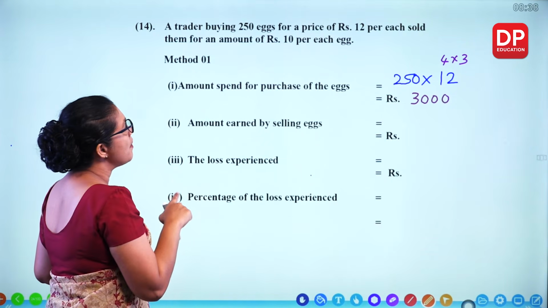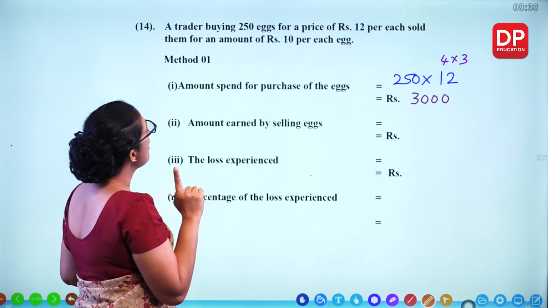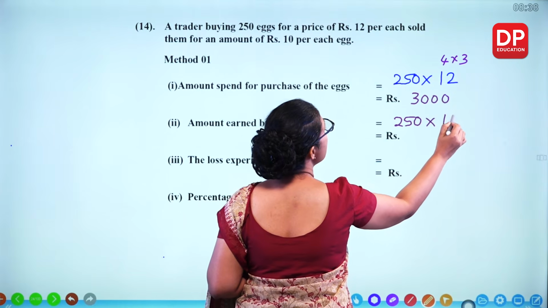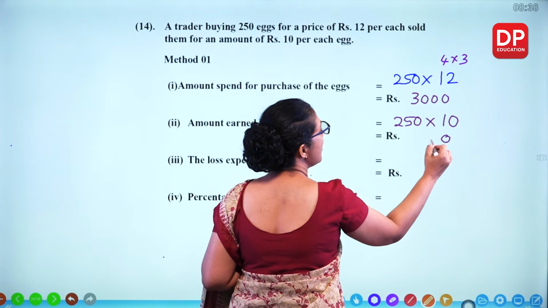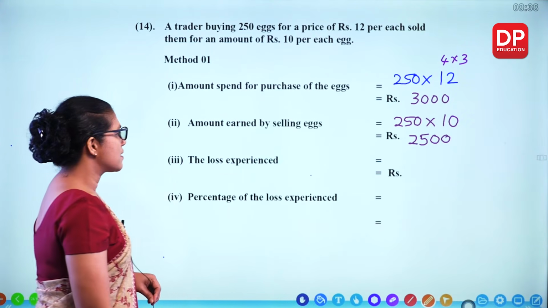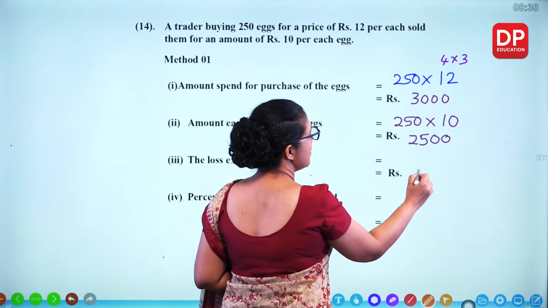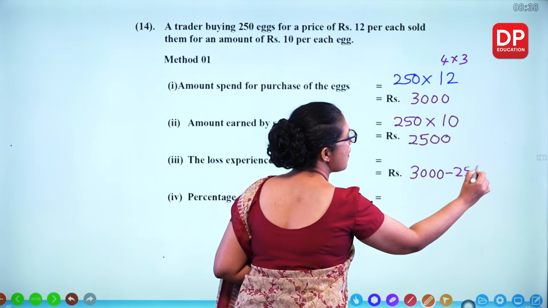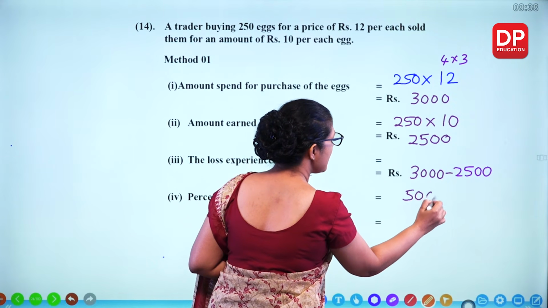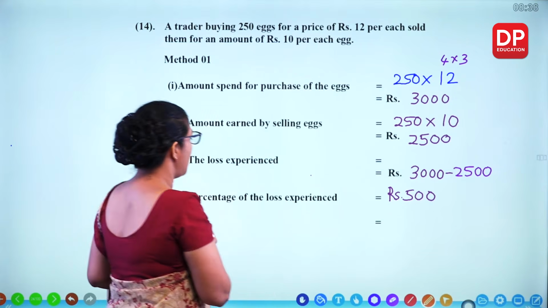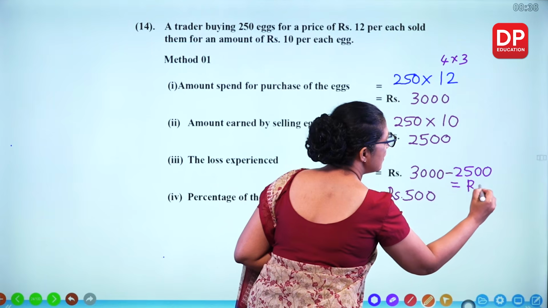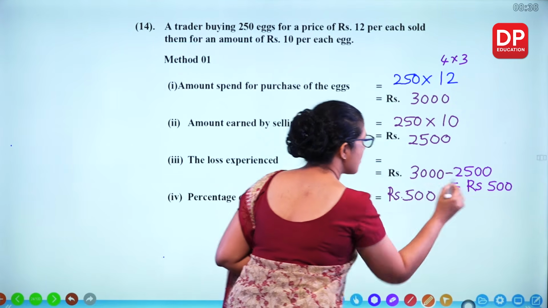Then what is the amount earned by selling price? So each one 10 rupees is the selling price. So 250 eggs are there, each one 10 rupees. So the total value is 2500 rupees. Now what's the loss experienced? The difference, 3000 minus 2500. You get 500 is the loss experienced. So I'll write here 500 is the loss experienced.